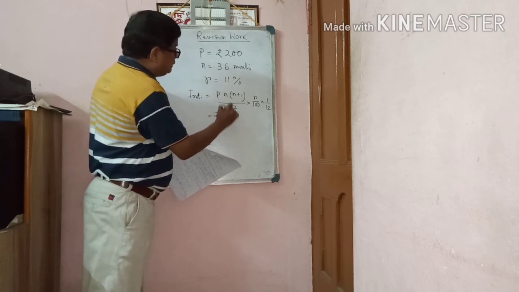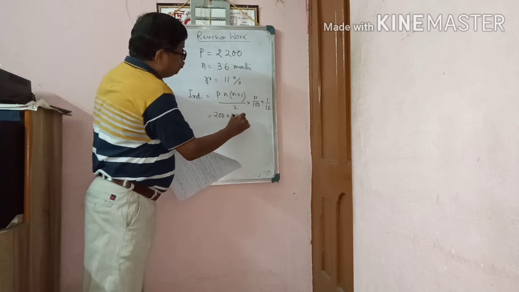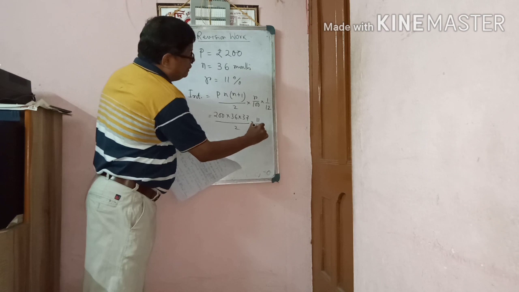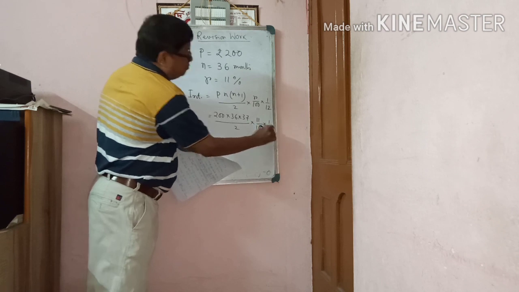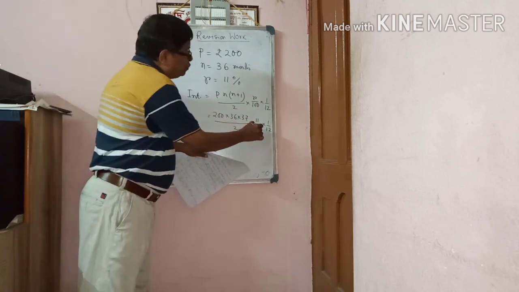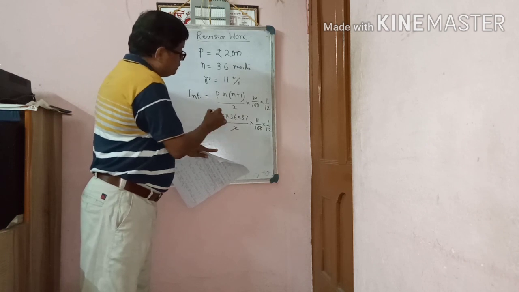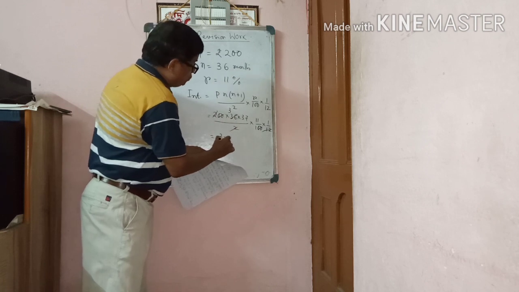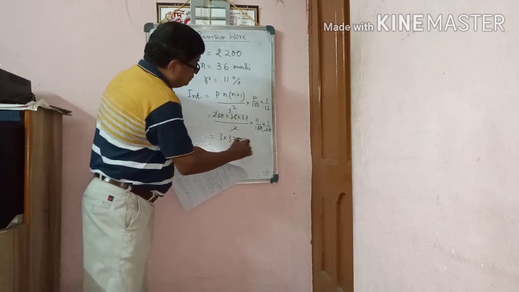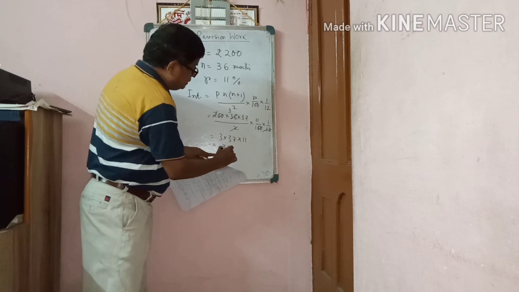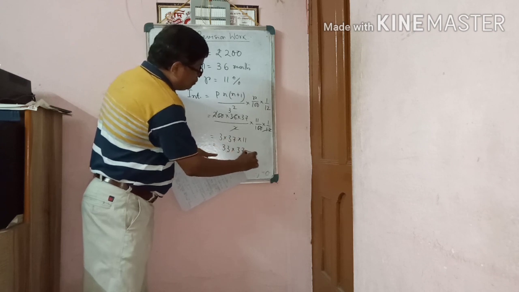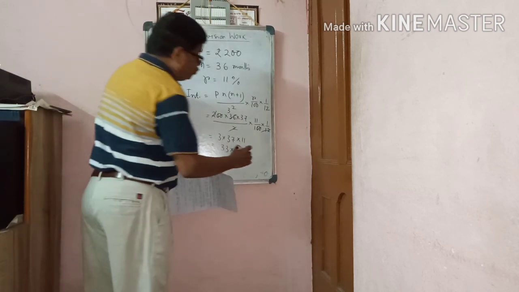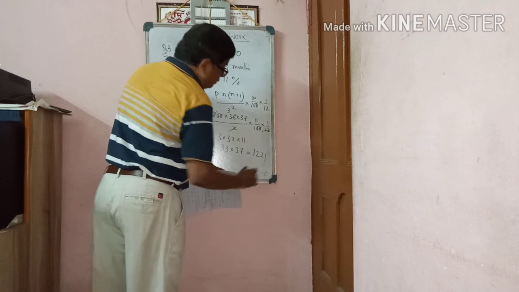200 n 36 into 37 by 2, r will be 11 by 100 into 1 by 12. See, 0 cancel, 2 cancel, 12, 3. Okay, so 3 into 37 into 11. So 11 into 33 into 37 equal to... you have to multiply it, and my result will be 1221.